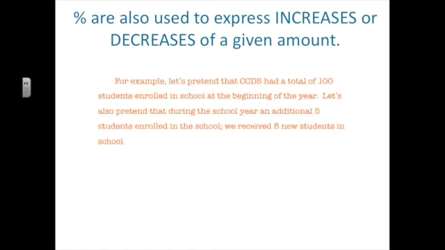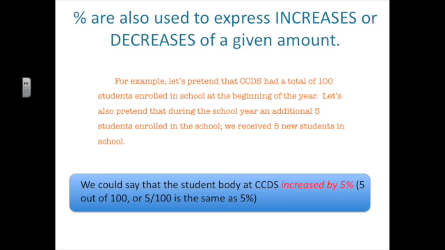Percentages are also used to express increases or decreases of a given amount. For example, let's pretend that CCDS had a total of 100 students enrolled in school at the beginning of the year. Let's also pretend that during the school year, an additional 5 students enrolled in the school, so we received 5 new students in school. We could say that the student body at CCDS increased by 5%. 5 out of 100, or 5/100ths, is the same as 5%.